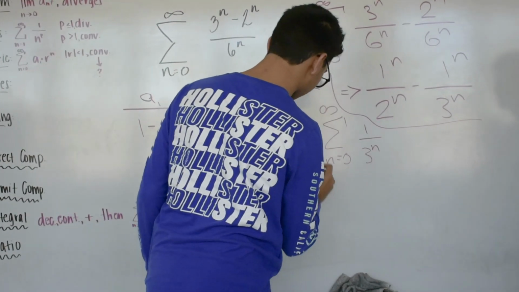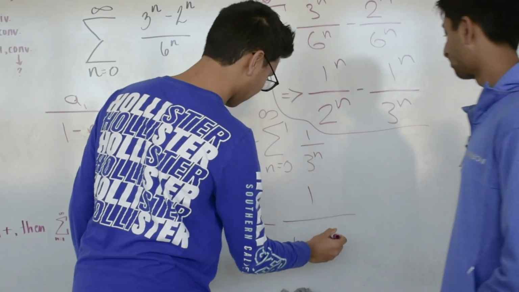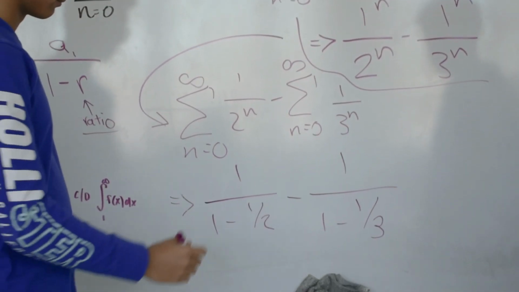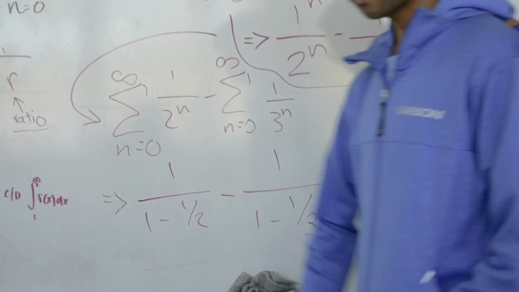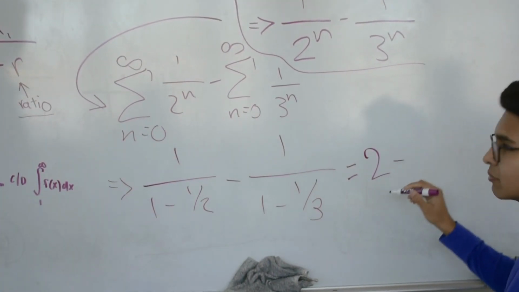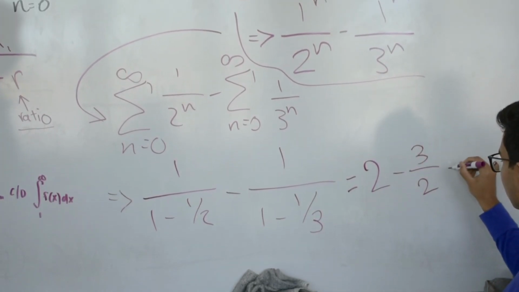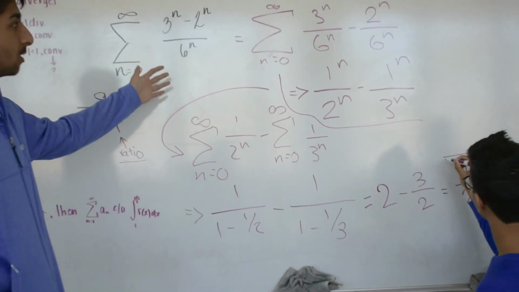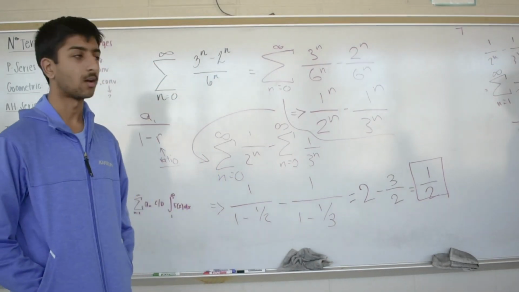Yes, and what is the second one? It is 1 over 1 minus 1/3. And we just evaluate these. We get 2 for the first fraction, and the second fraction is 3/2. And we evaluate this and we get 1/2. So our original series is really just this series, which converges to 1/2.